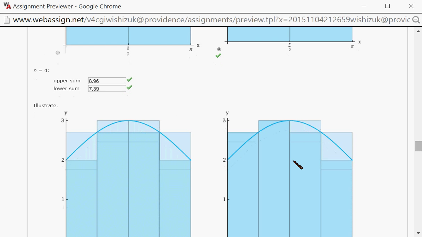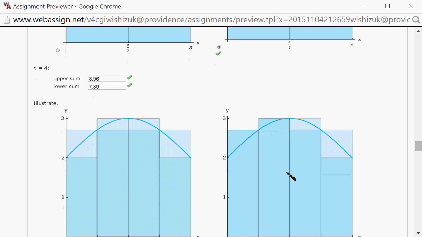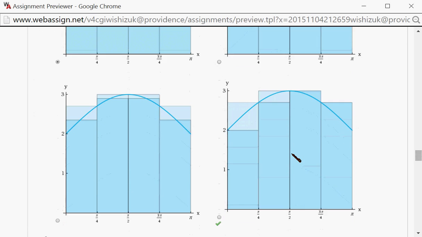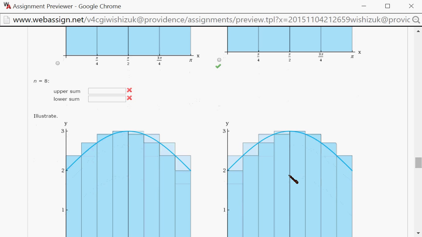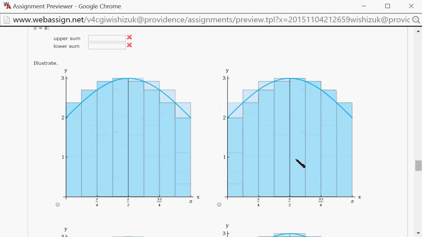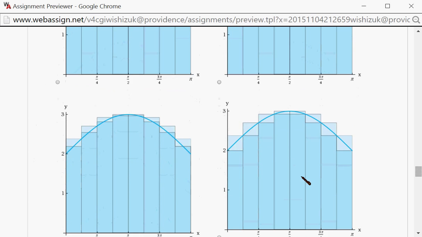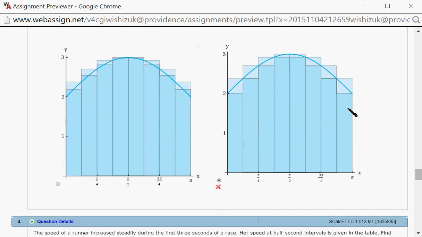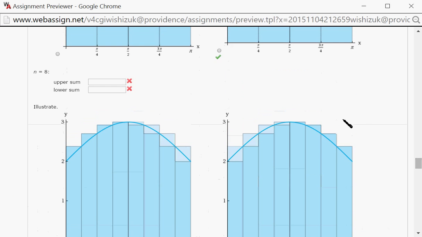Alright, I came back for n equals 4. We got the correct upper sum and correct lower sum. Alright, so how about n equals 8? Alright, so let's look for the right picture. You can see that the lighter color one is all taking up the highest point, so it's going to be an upper sum, and for the lower sum it's all below. So this is the correct picture. Alright. So let's find the upper sum and the lower sum.